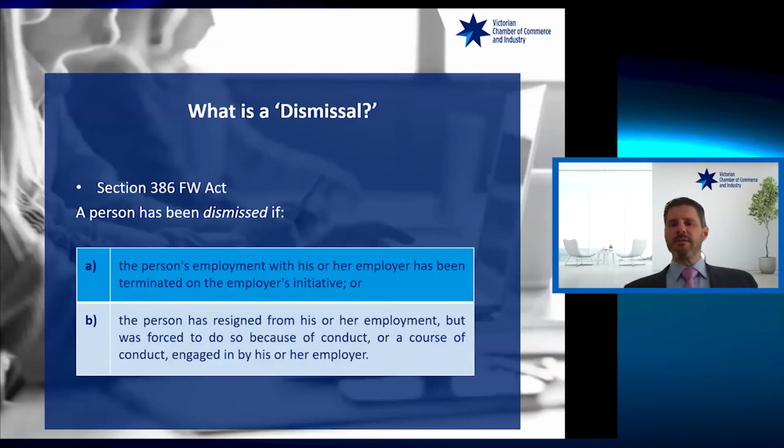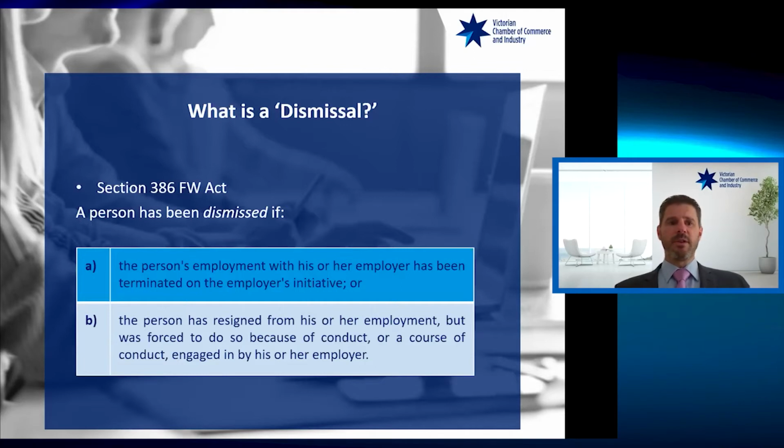So of course, to be protected by unfair dismissal laws, there has to be an actual dismissal. It might seem obvious, but sometimes that takes a little bit of unravelling. So Section 386 of the Fair Work Act defines when a person has been dismissed, and it states that the person's employment with his or her employer has been terminated on the employer's initiative. So the employer has taken the active decision to sack the employee.